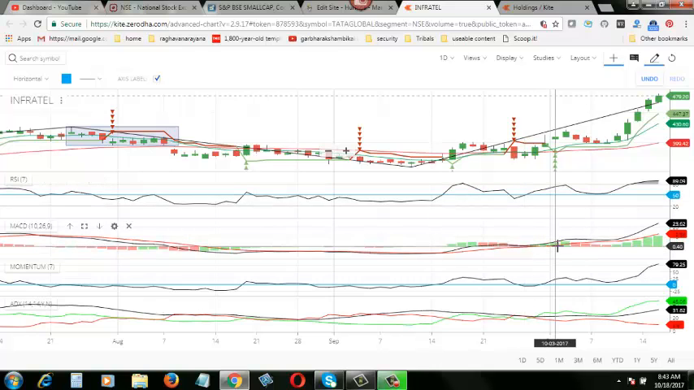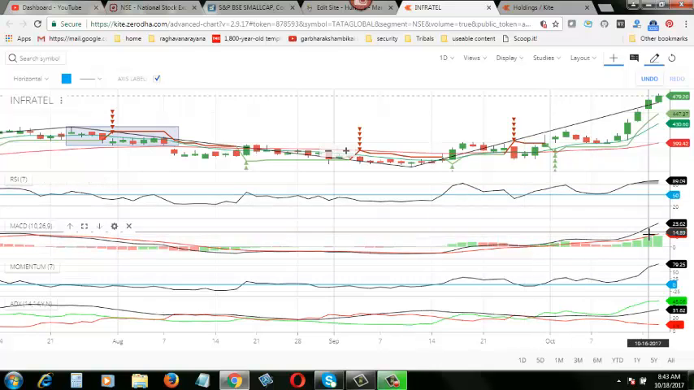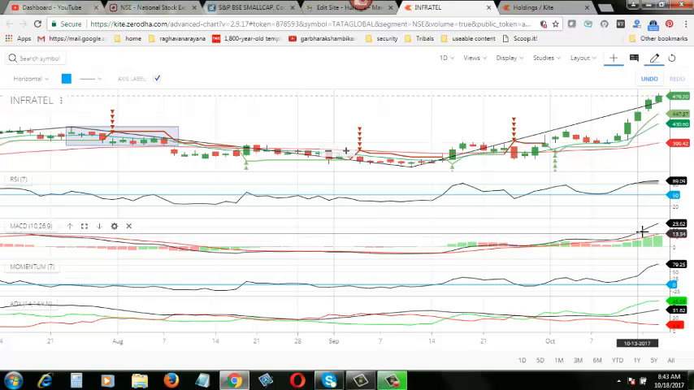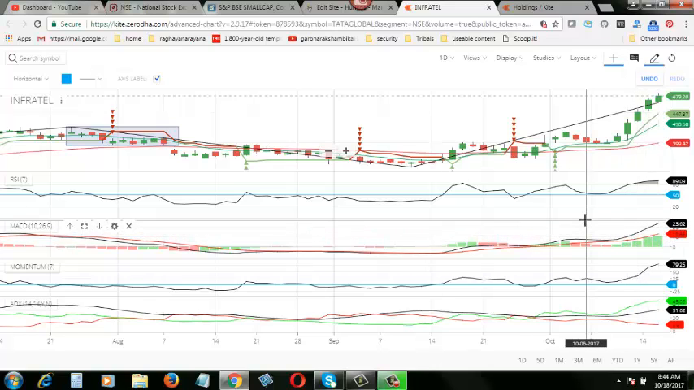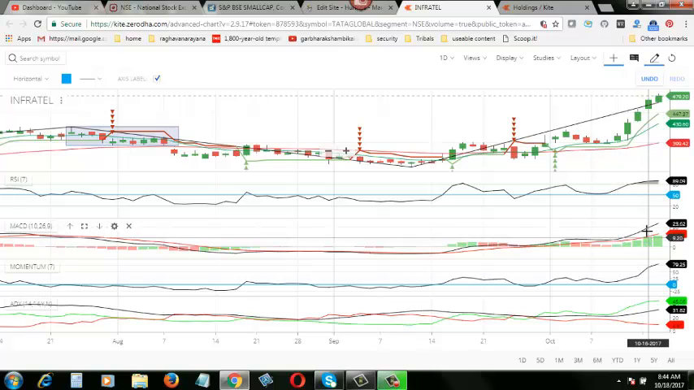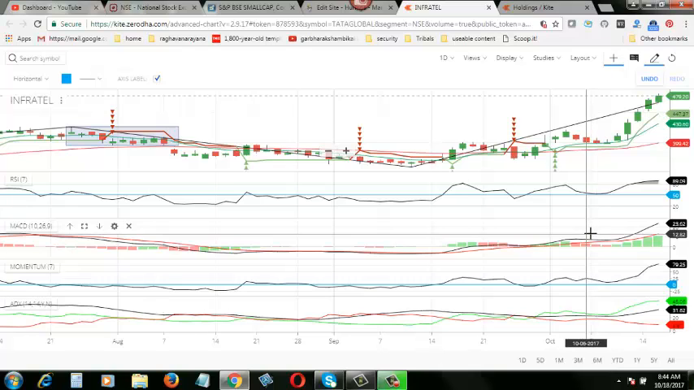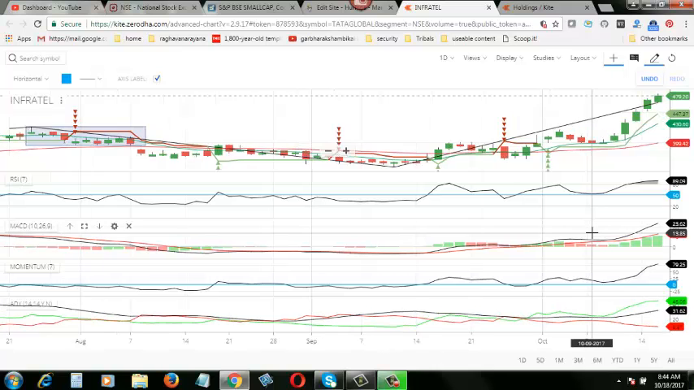And look at the MACD. MACD is maintaining a huge gap between the two lines, and the black signal line is on top of the red line, and you see the green histogram bars here. As I discussed in my previous videos, whenever you see this kind of trend, this is a positive trend, and it indicates the price is going in the upward direction with a lot of strength.